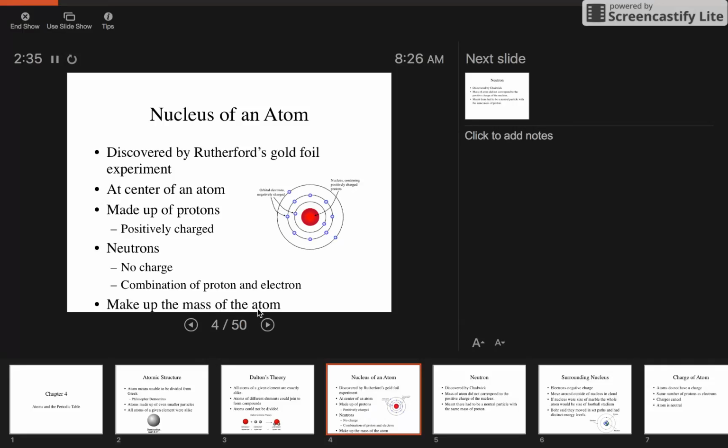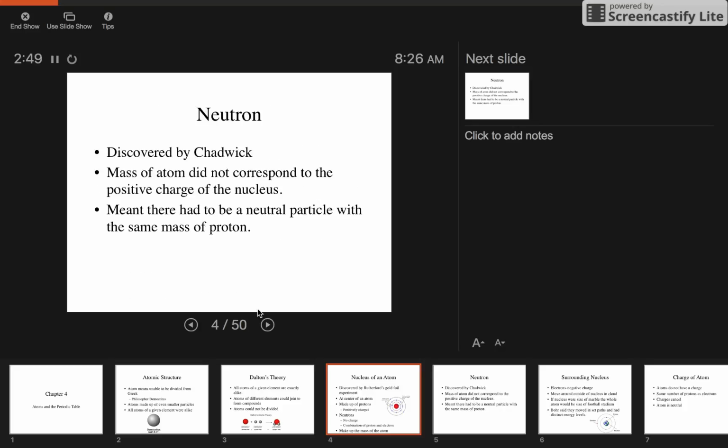We also know now that there are neutrons. Rutherford did not discover the neutrons with the gold foil experiment. We also know that the nucleus makes up all the mass of the atom. So that's where all the mass is concentrated.